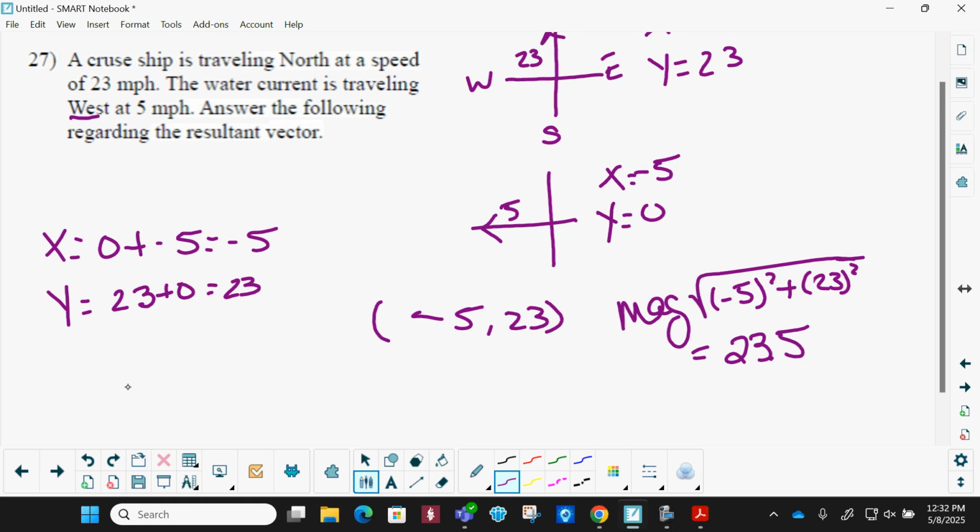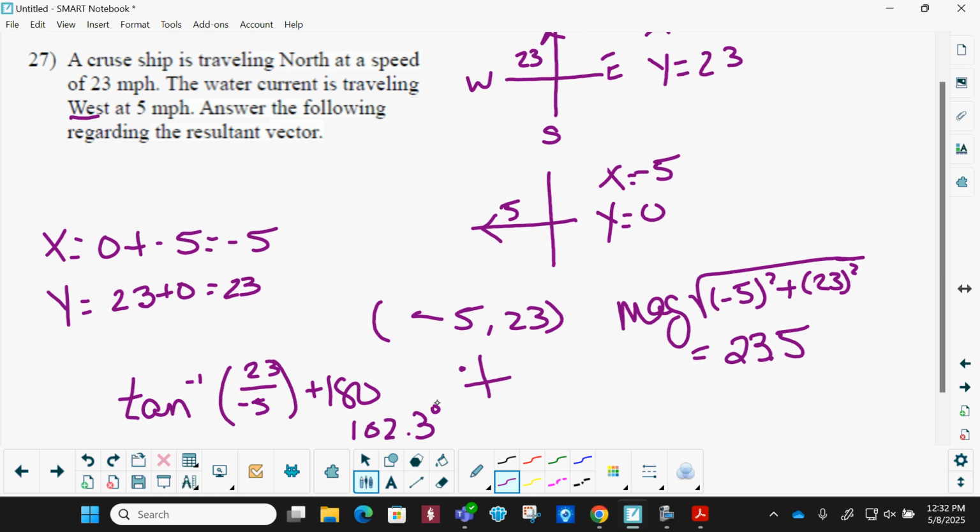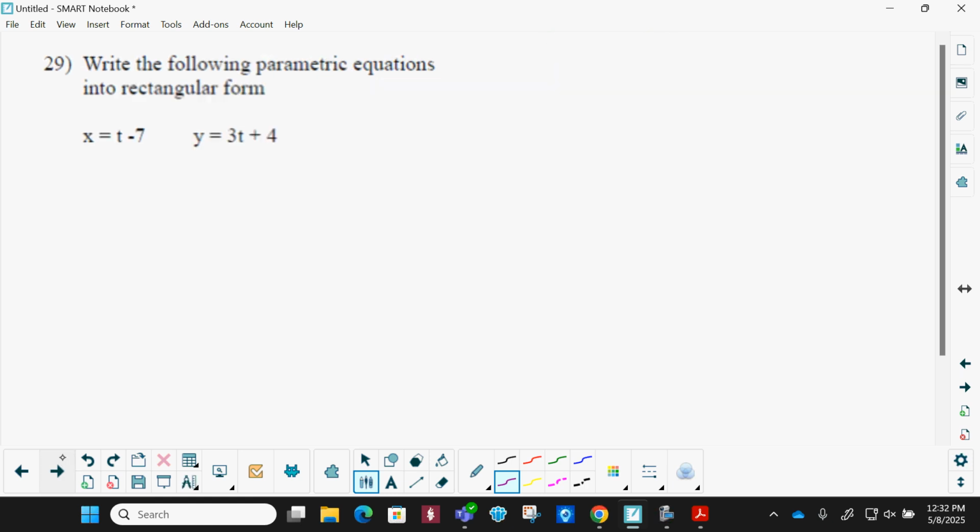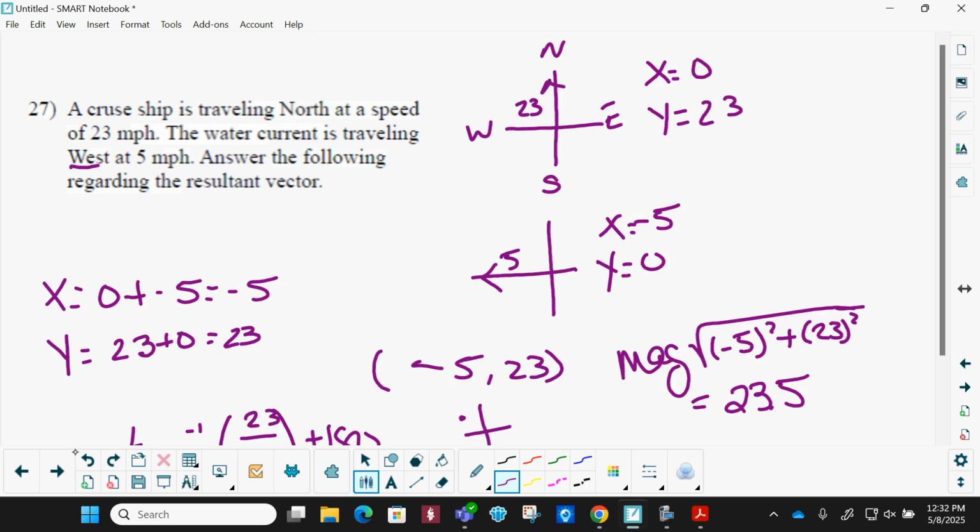And then last, inverse tangent of y over x. Now, be careful here. If I graph this, negative, positive, we're in quadrant 2. We've got to add that 180. So inverse tangent of 23 divided by negative 5 plus 180. And I get 102.3 degrees. Okay, is that my last one? Nope, we're not done.